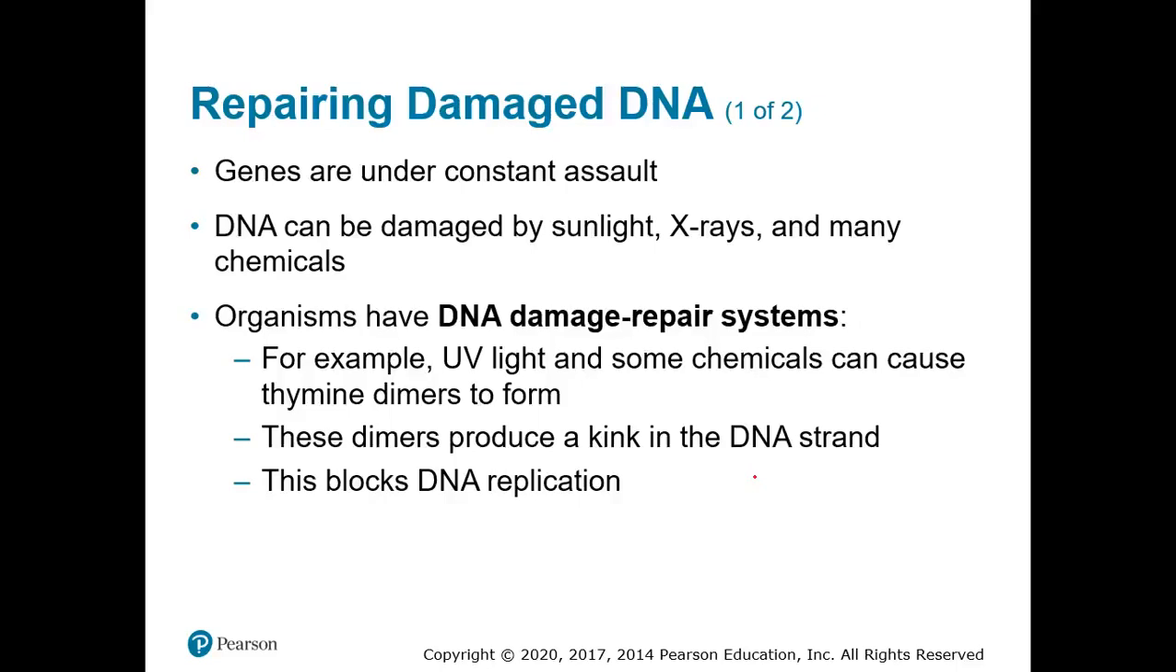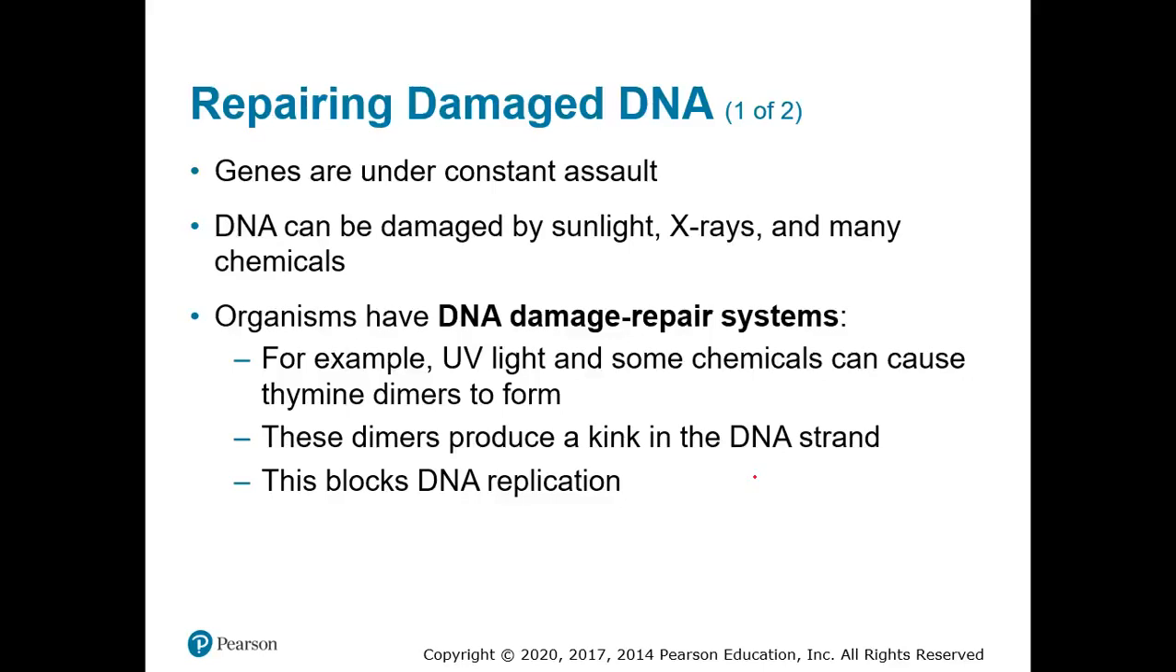Now, not only do we see mistakes and mutations because of errors in DNA synthesis, but our genes can actually be damaged by external things. So genes are kind of under constant assault. And one of the best examples is sunlight. DNA can actually be damaged by high energy light, like sunlight, X-rays, chemicals, all sorts of stuff. And there, once again, are a series of systems that can go in and can repair DNA damage from things like UV light. Now, we're going to use UV light as our example.